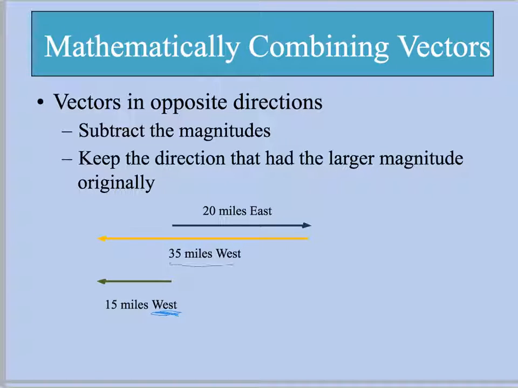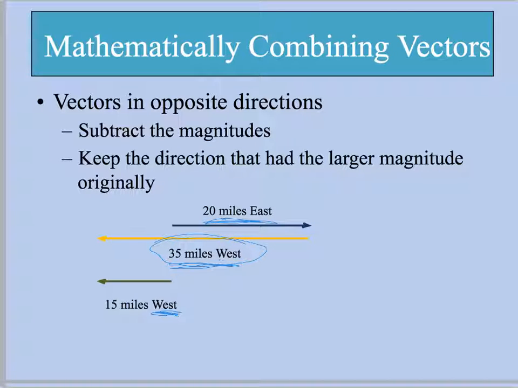Well, the 35 miles west is greater than the 20 miles east. So I know the difference in the two values as far as magnitude goes is 15, 35 minus 20. But the overall direction is going to be whichever one of these vectors had the greater magnitude. And the greater magnitude is definitely the 35 over the 20.